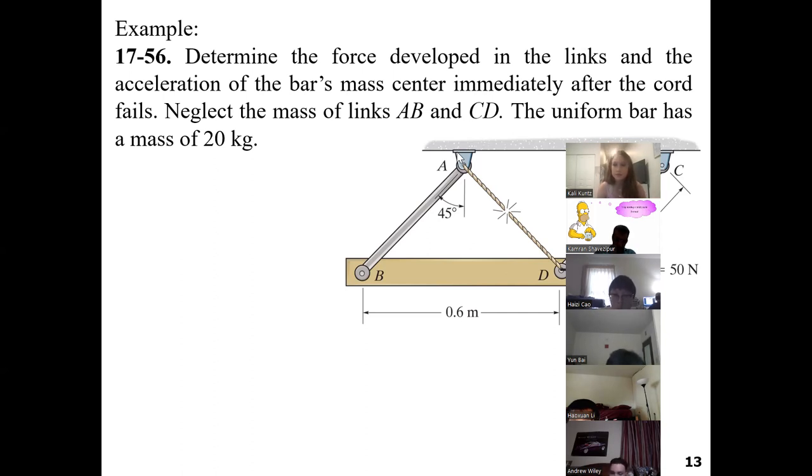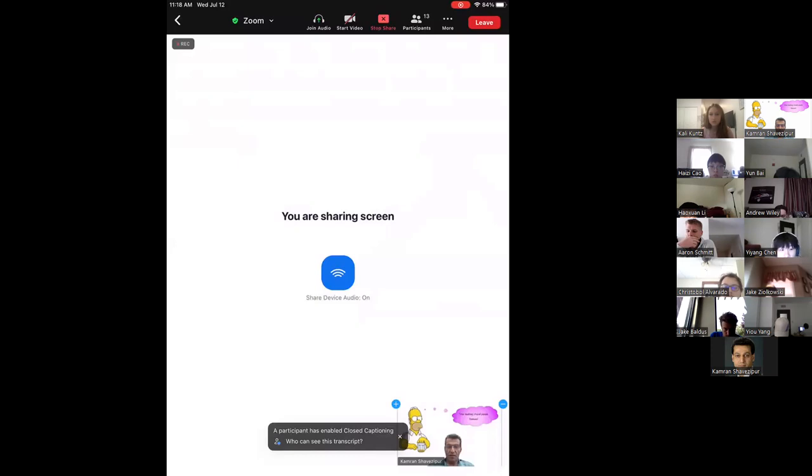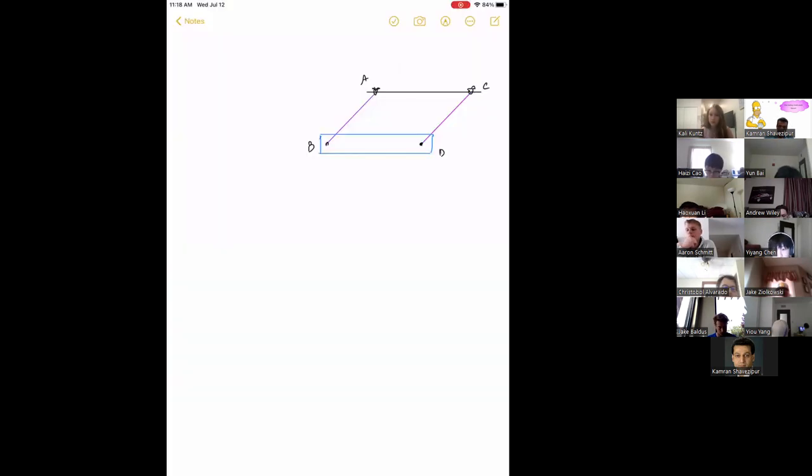How do we solve this problem? Any recommendation how to start? I want to see if you guys remember what we did in chapter 13. When we had Newton's second law, what was the first step? You remember? Free body diagram. Exactly, free body diagram. For which part? For the link BD, the rod or the bar, whatever they name it. Okay, if that's the case, let me draw this.